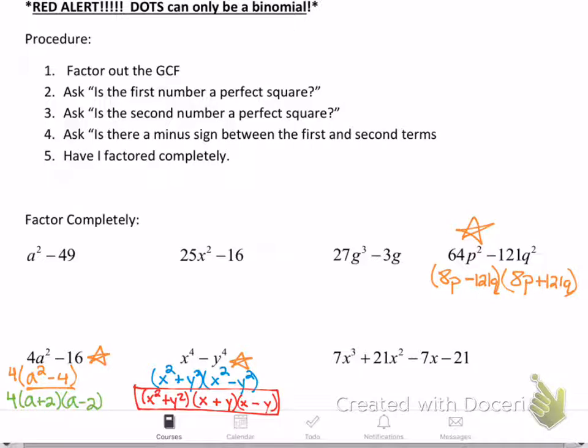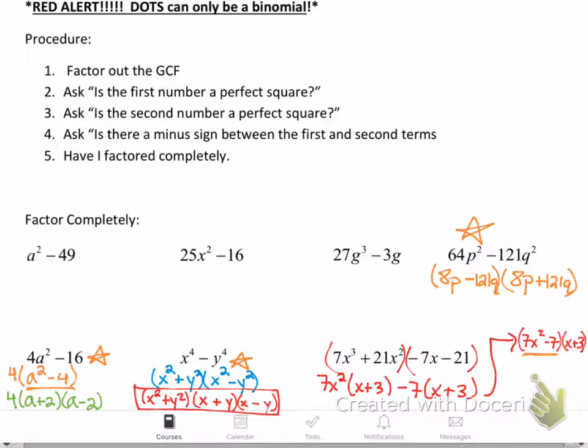Try this grouping method. When you group it, you get to this point, 7x squared minus 7 times x plus 3. The 7x squared minus 7 can be factored out. You can take out a 7 here. So 7 times x squared minus 1 times x plus 3.